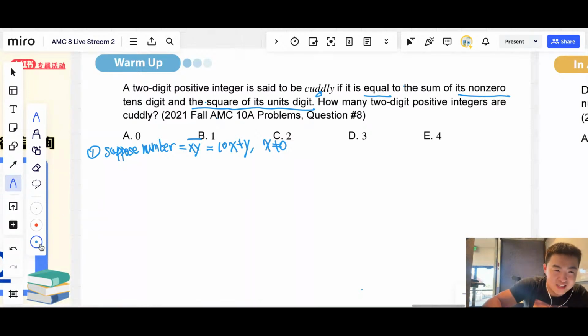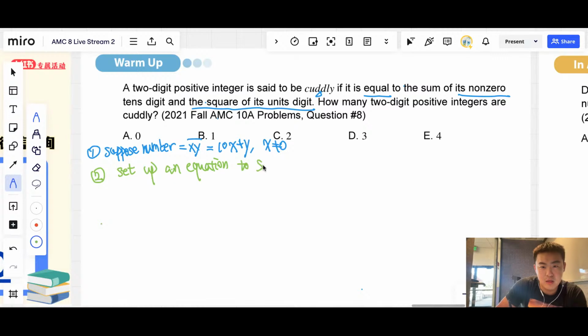Good. Let me change my color for the second step. Step number 2: set up an equation to solve. So the number is equal to its sum. Let's first write down the number, which is 10x plus y, equal to the sum of its non-zero tens digit, in this case x, and the square, notice the word square, of its unit digit, which is y squared. Now we have a quadratic equation, right?